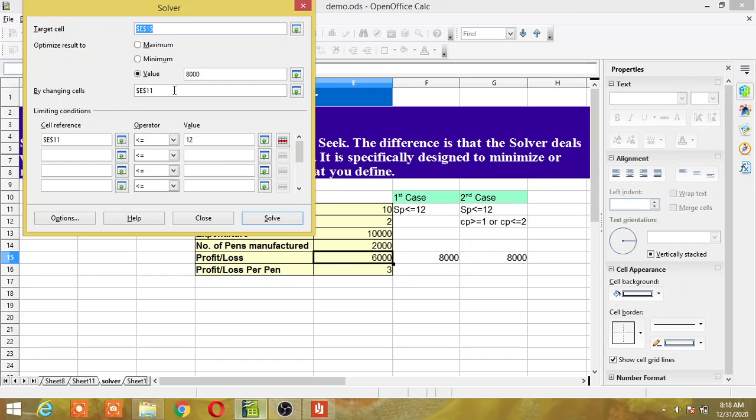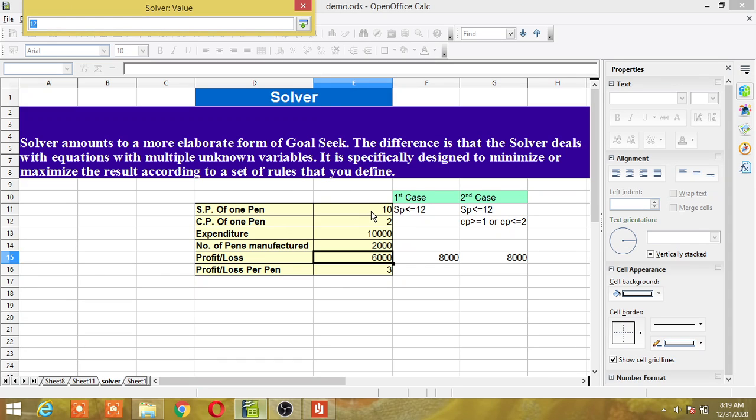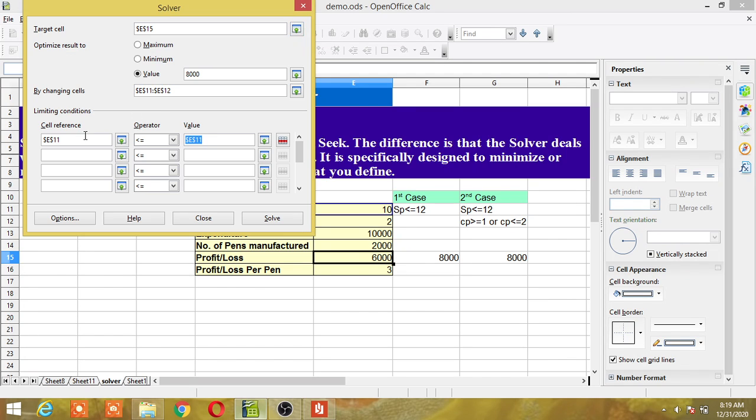Now by changing cell, here keep the cursor and I want to change these two values. Can you see this? I've selected both the cells. Either increase the selling price, or I can even reduce the manufacturing price of my pen, that is the cost price. Now let me give the condition here. For this, click on the cursor, and for the selling price I have to select this cell. I'll tell you, this is the selling price. So I'll select this, and now this is E11.